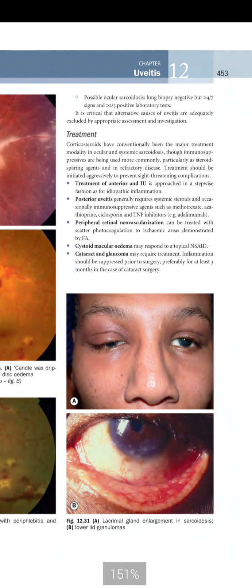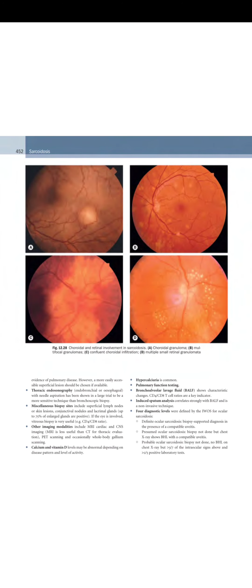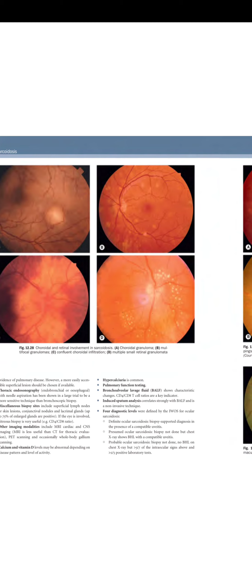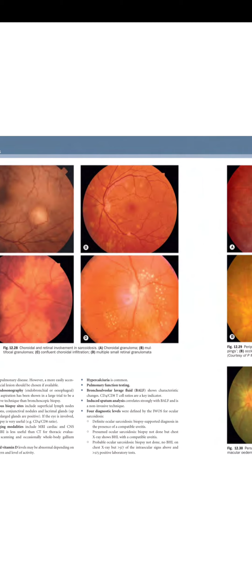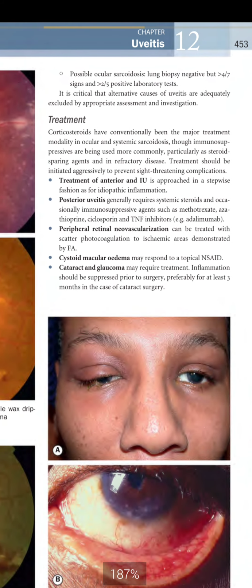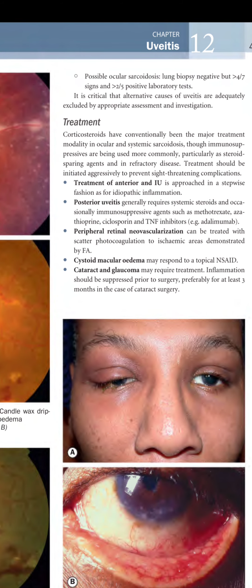Then there is a possible ocular sarcoidosis. The lung biopsy is negative. In a probable, biopsy was also not done, but there was no bilateral lymphadenopathy in the chest X-ray. And in this case, in a possible, lung biopsy is negative, but criteria is high. Like there is greater than 4 out of 7 signs in ocular and greater than 2 out of 5 positive laboratory tests. It is critical that alternative causes of uveitis are adequately excluded by appropriate assessment and investigation.